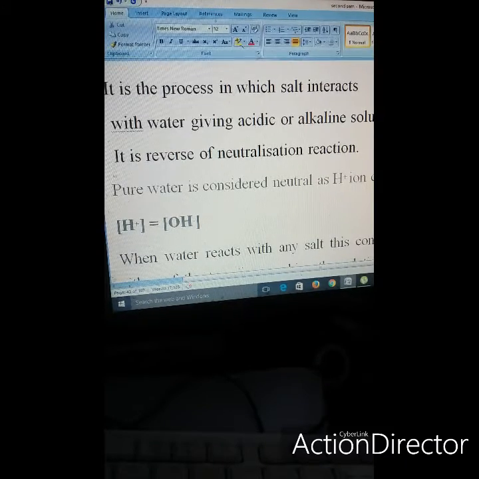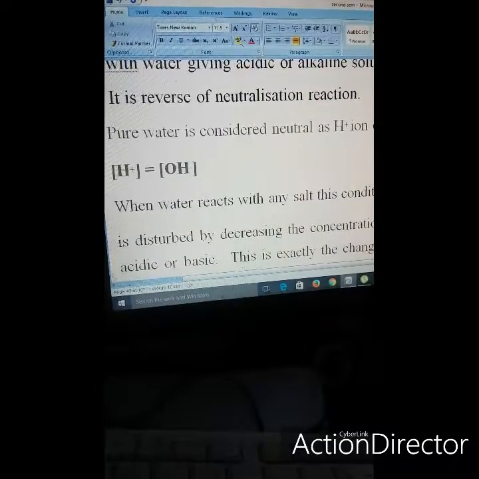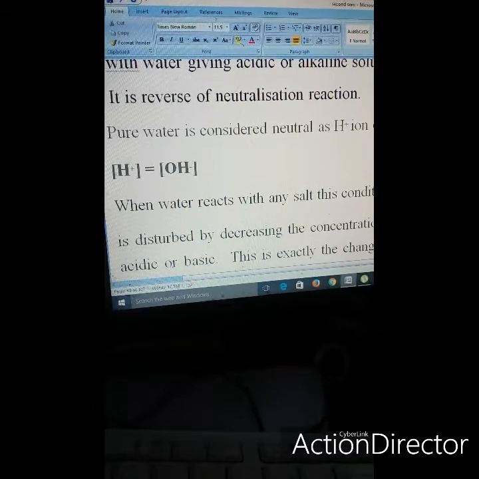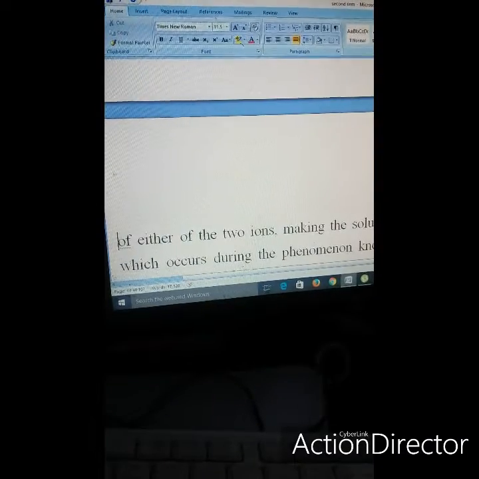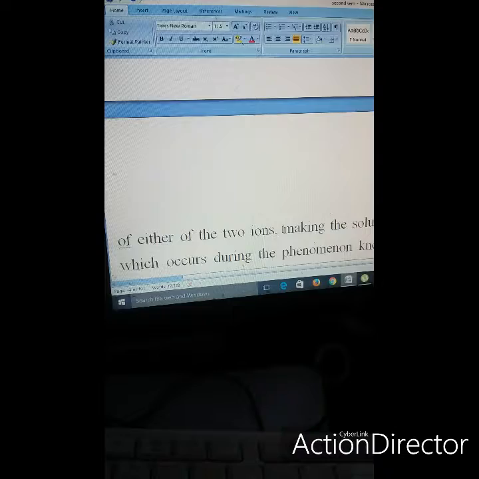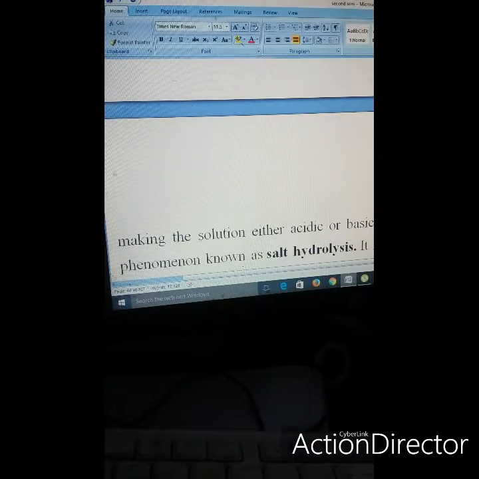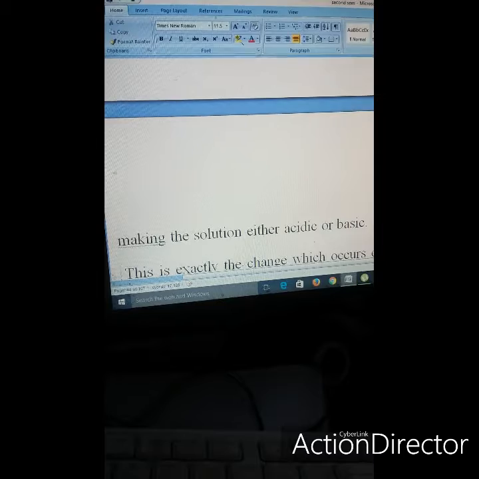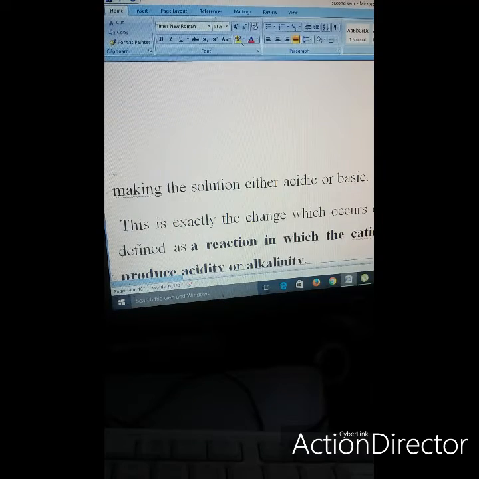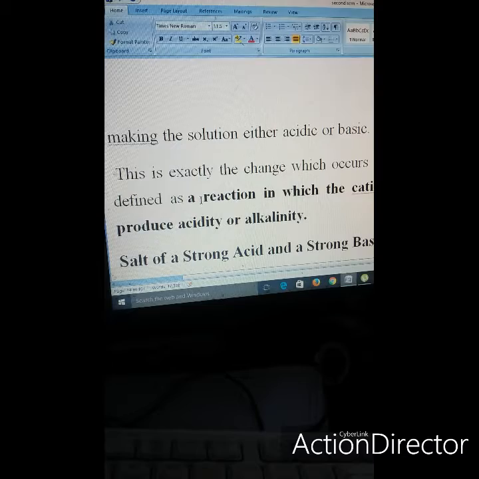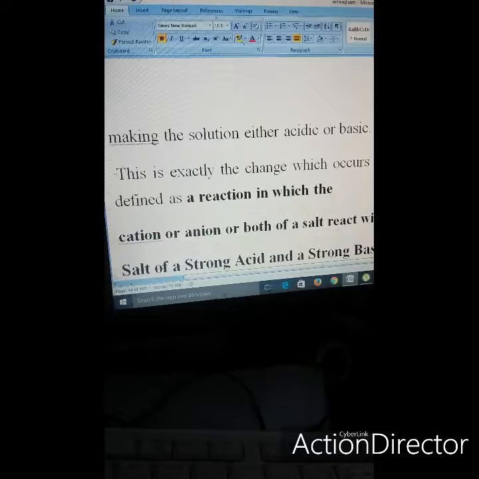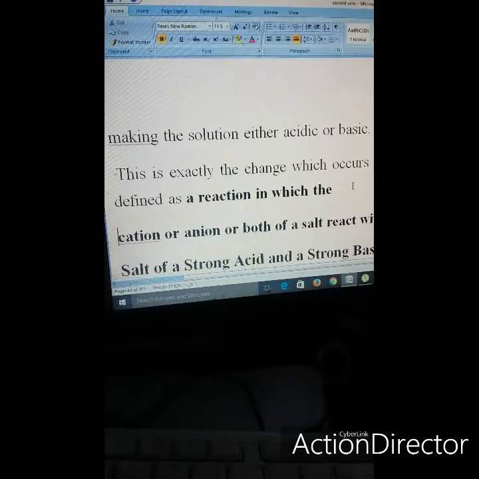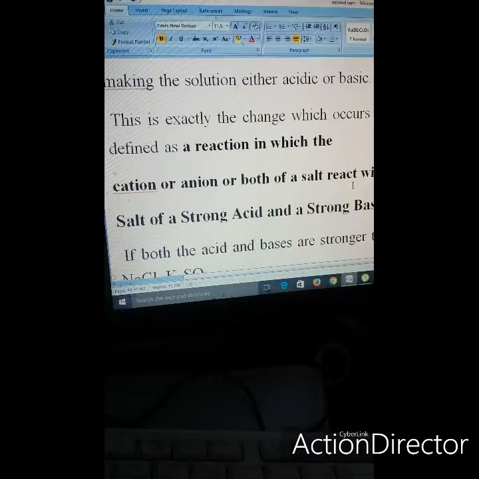So when water reacts with any salt in this condition, it is disturbed, and there will be a decrease in the concentration of either of the two ions, thus making the solution acidic or basic. This phenomenon is known as salt hydrolysis. It is defined as a reaction in which the cations or anions or both of a salt react with water to produce acidity or alkalinity.